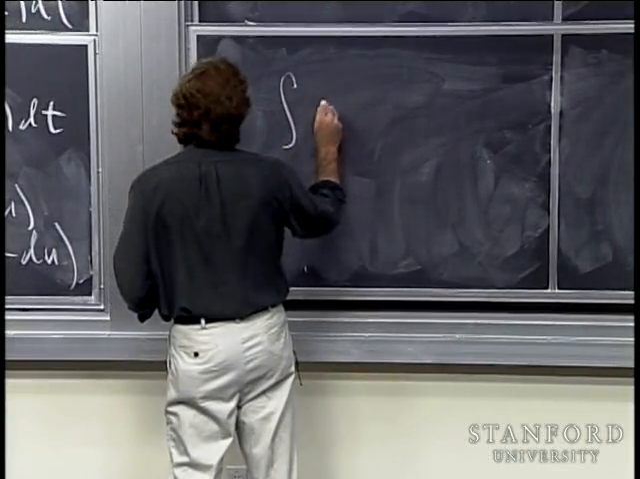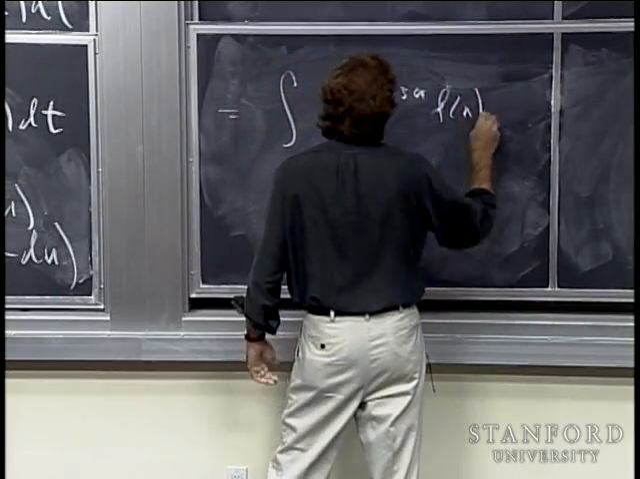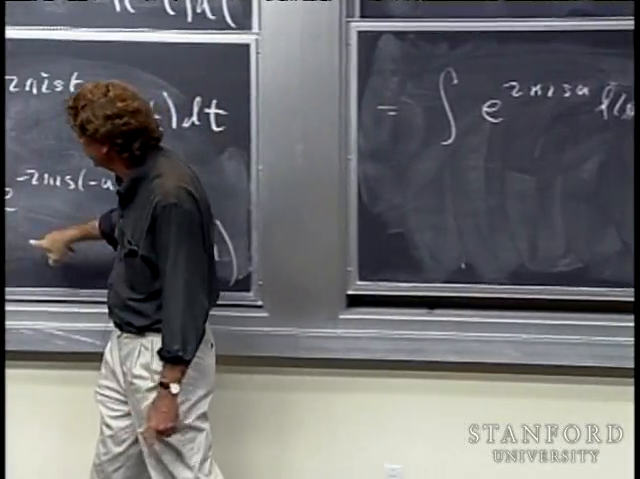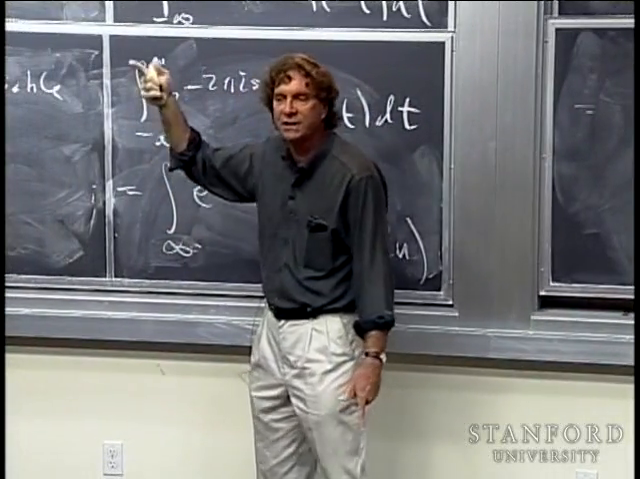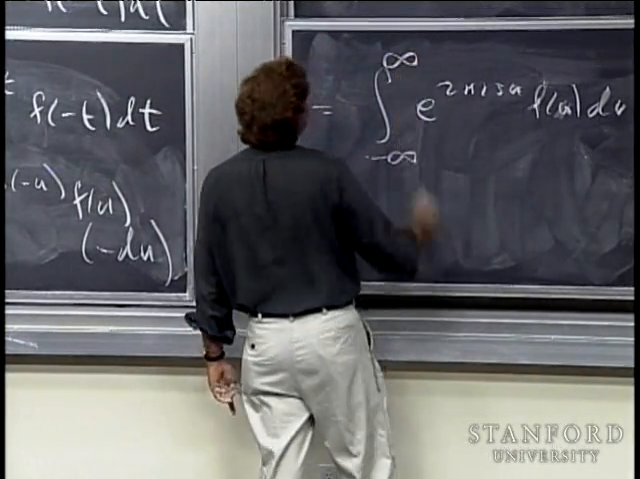So that's the integral of e to the 2 pi i su f of u du. And there was an extra minus sign out front, so it's minus the integral from infinity to minus infinity. That switches the limits of integration. That becomes minus the integral from minus infinity to infinity.